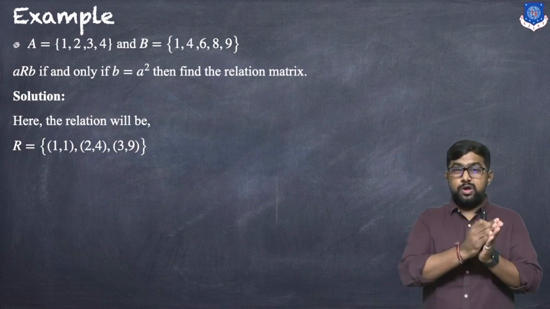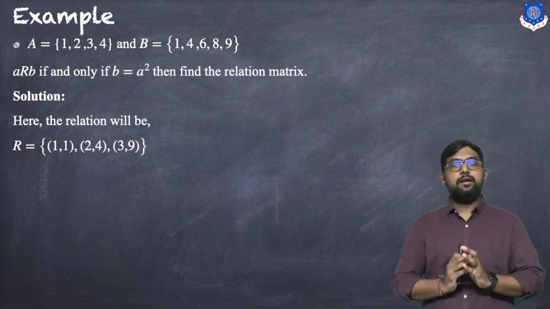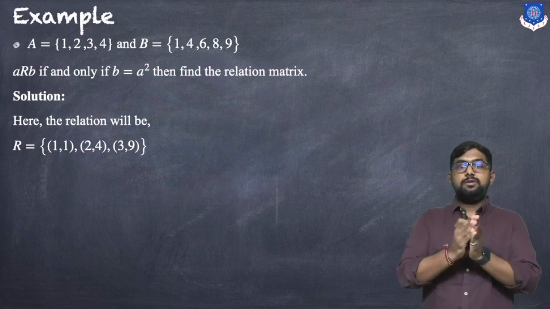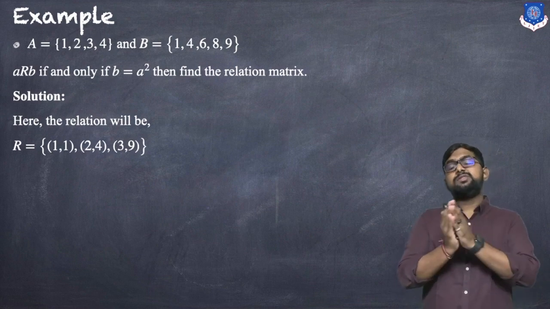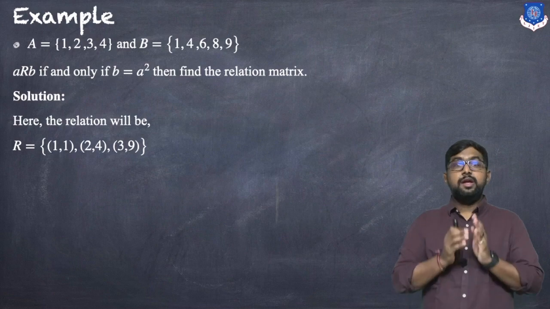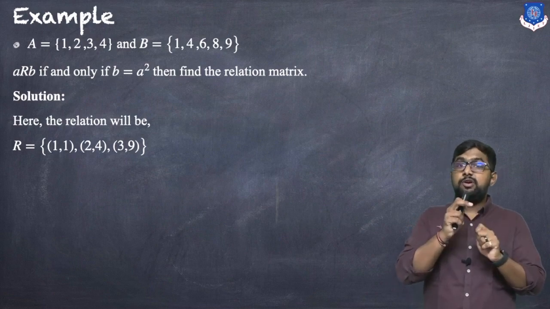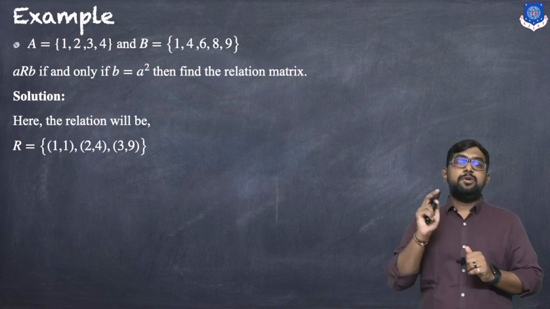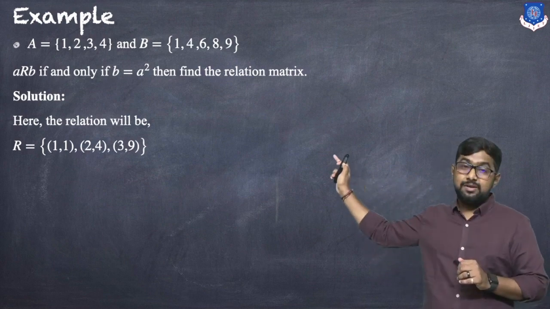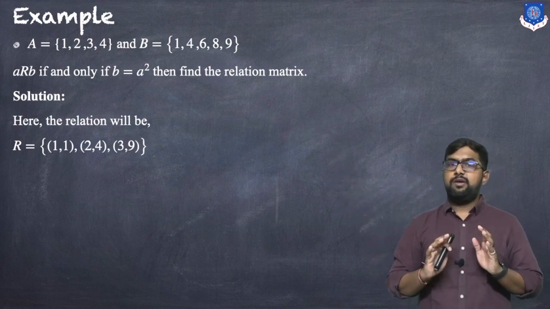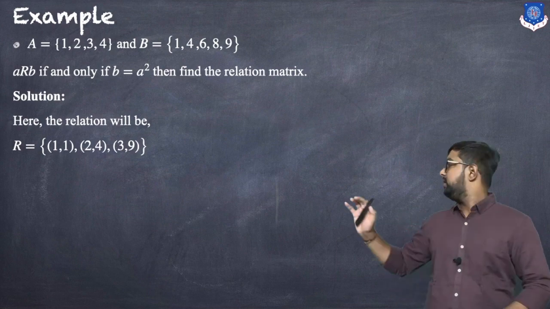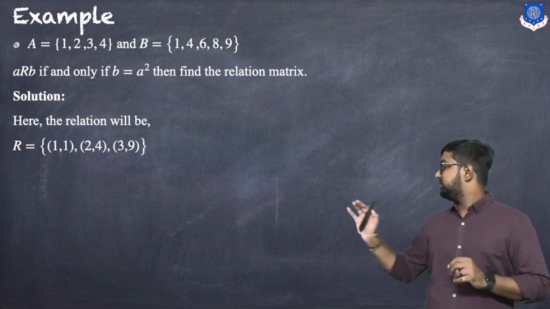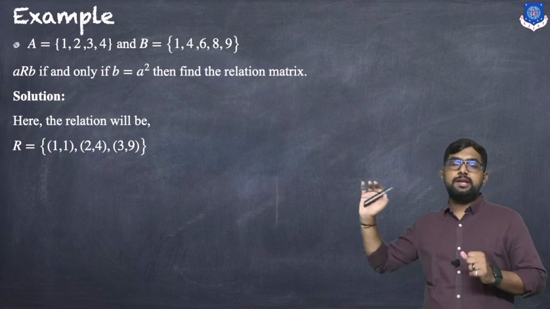So 1 squared equals 1, so (1,1) is there. Now 2 squared is 4, so the (2,4) pair will be there. Now 3 squared is 9, so the (3,9) pair will be there. Now see, in A we have 1, 2, 3, 4, and we have taken 1, 2, 3. Now 4 squared equals 16, but 16 does not belong to B, so that pair won't be there. So in short, this R contains 3 pairs.